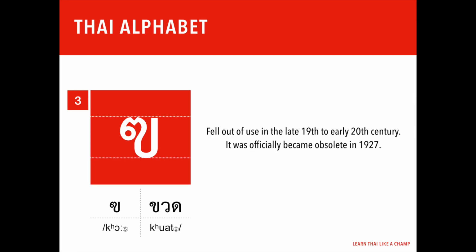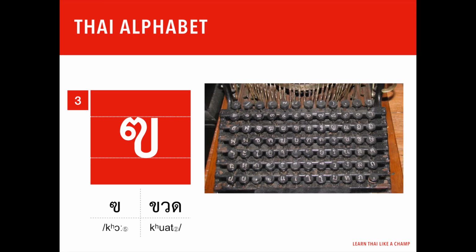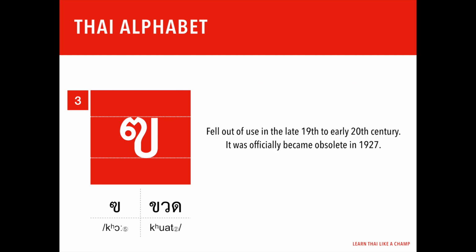And finally, in the late 19th to the early 20th century, it fell out of use, and probably that was exacerbated by the introduction of typewriters, because there were too many letters in the Thai alphabet and they had to be removed. But the usage of kho khuat probably persisted many years later through handwriting, but it officially became obsolete in 1927, as evidenced by the 1927 dictionary published by the Royal Institute, which is the body that governs the Thai language.